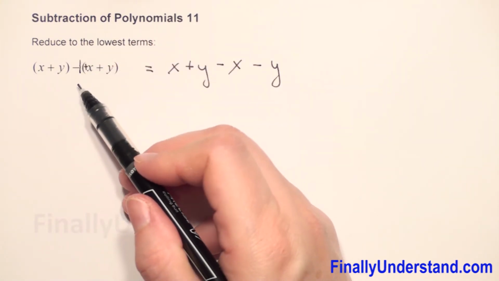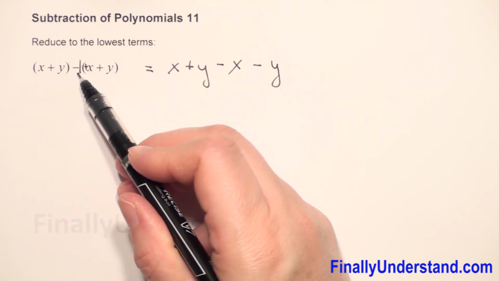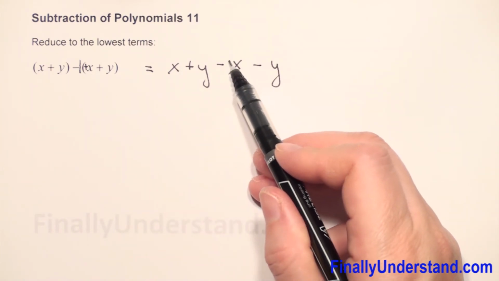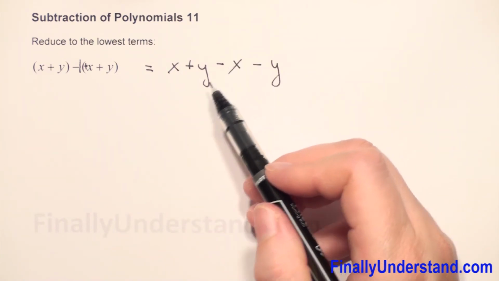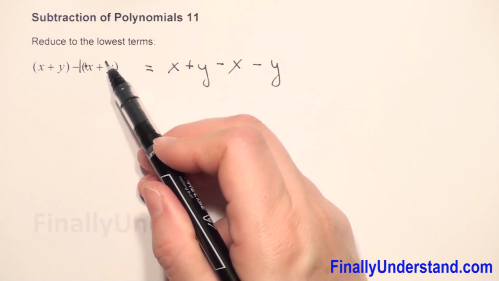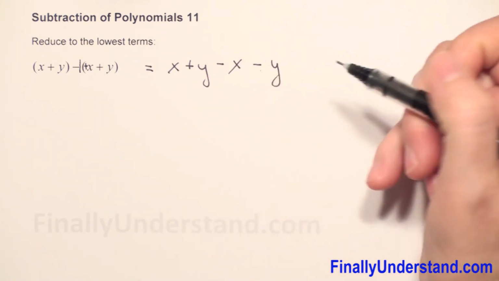We have to multiply every expression in parentheses by negative 1. Negative 1 times x gives me negative 1x. It's like invisible, we don't have to write it. And negative times positive, here is like a visible 1. So negative times positive is negative.